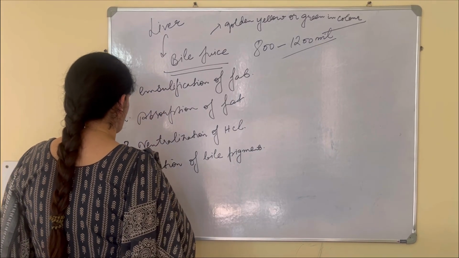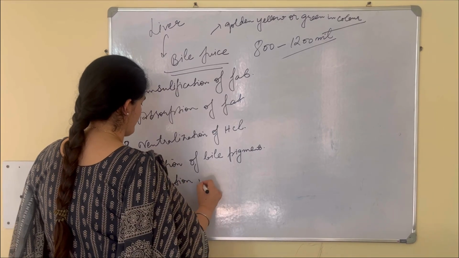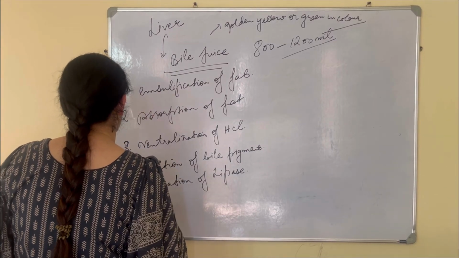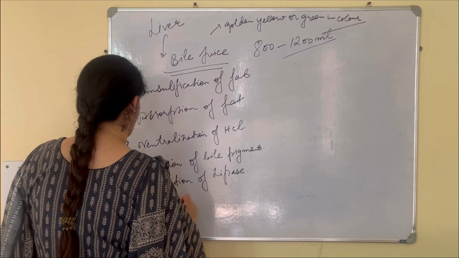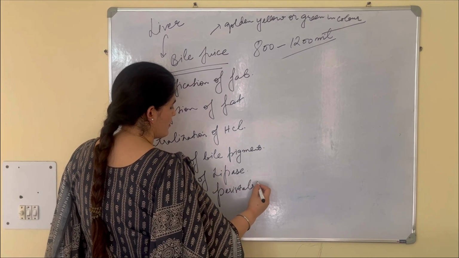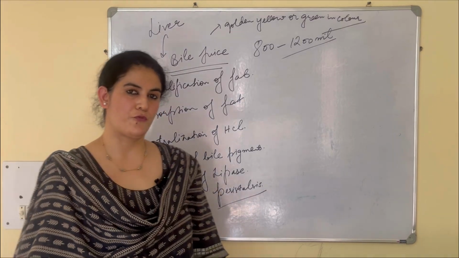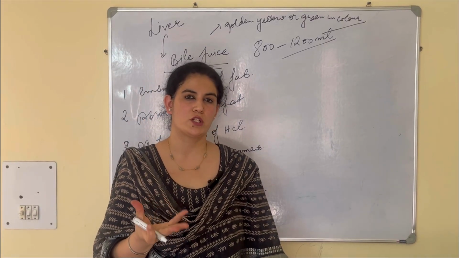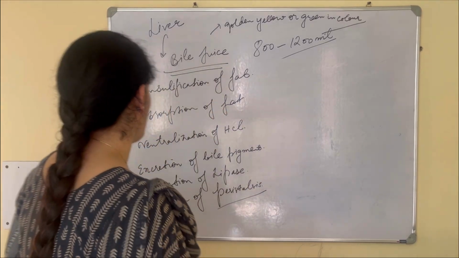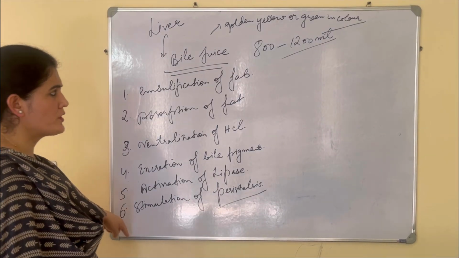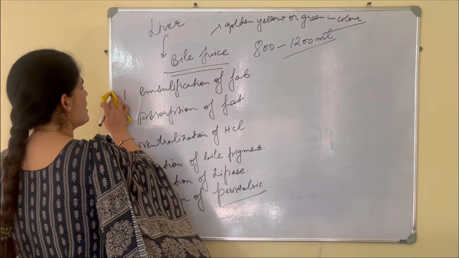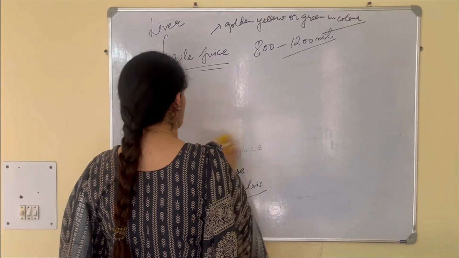Fifth is activation of lipase enzyme, which helps in the digestion of fats. And sixth is stimulation of peristalsis. I hope you remember peristalsis. I told you when we read about the esophagus, peristaltic movements, that contraction and relaxation, help in pushing food downward. So these are the functions of bile juice, students. You should note this down. It's very important.